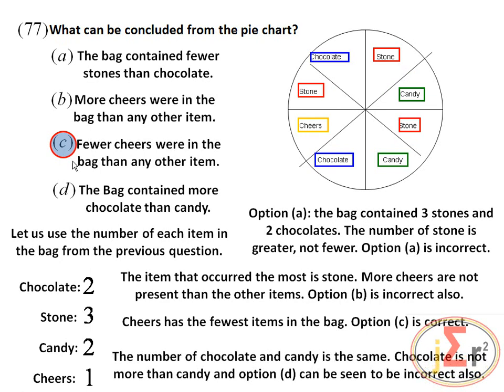Okay, let us look at the last one. Although we know the answer, let us make sure that D is also incorrect. The bag contained more chocolate than candy. How many chocolate do we have? 2. How many candy? 2. So do we have more chocolate than candy? No, we do not. Because the number of chocolate and the number of candy are equal.